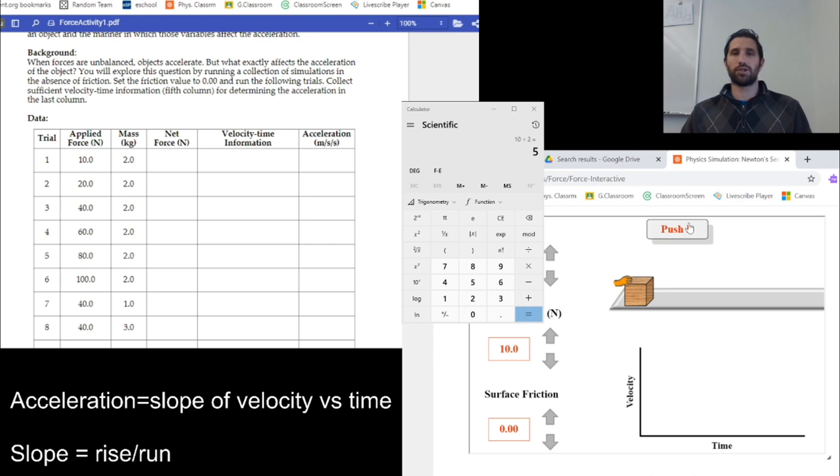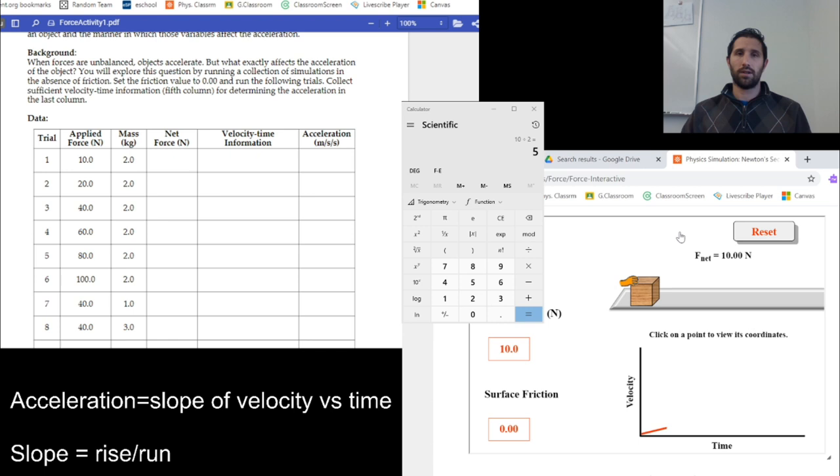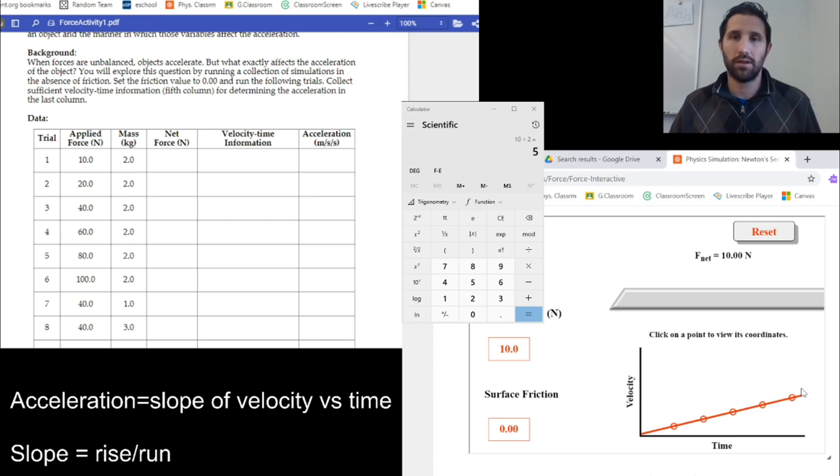When I click push, down at the bottom, it's going to graph the velocity. That's how fast it's moving in meters per second versus the time. So let's see what happens here. Click it, and we can see it speeding up. It's getting faster and faster, and the velocity is increasing, like we saw. In order to see how the force and the mass are going to affect it, we're going to have to go through these trials.